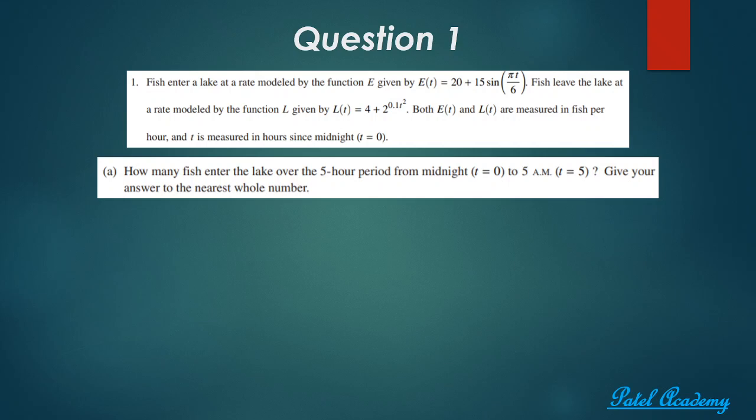And then finally it gives us that t is measured in hours since midnight. So we'll usually be working from midnight to a certain time, so t equals 0 to t equals some value. So let's get started with part A. How many fish entered the lake over the 5-hour period from midnight, so t equals 0, to 5 a.m., t equals 5? Give your answer to the nearest whole number.